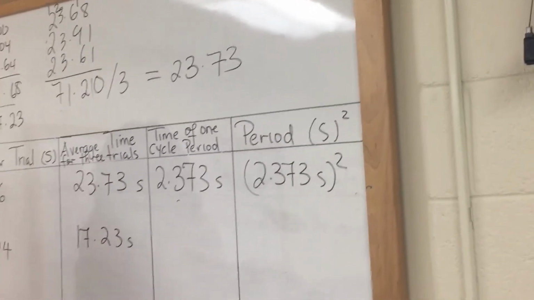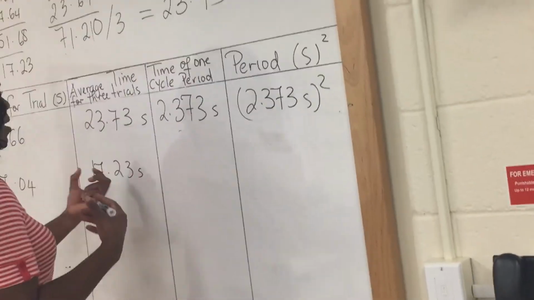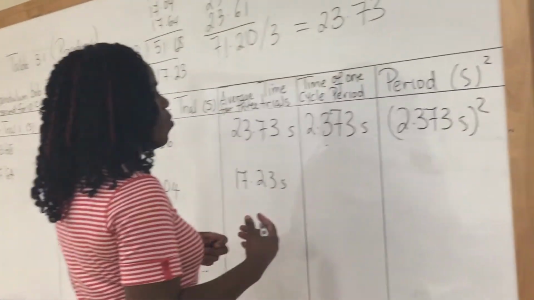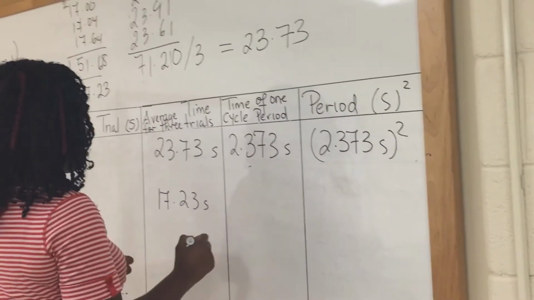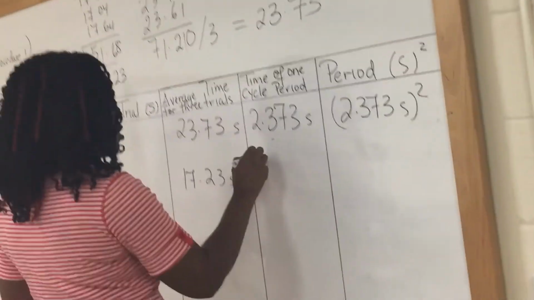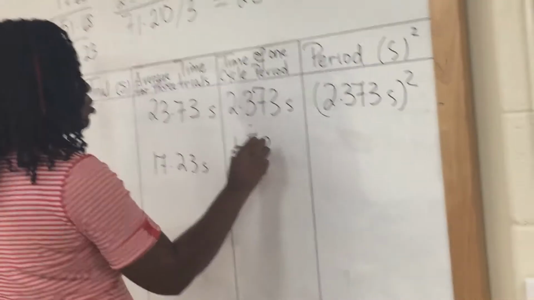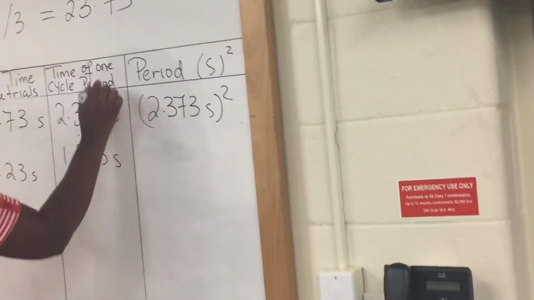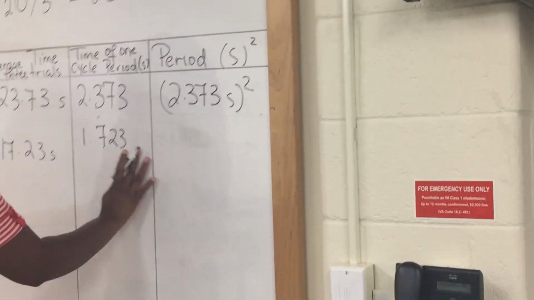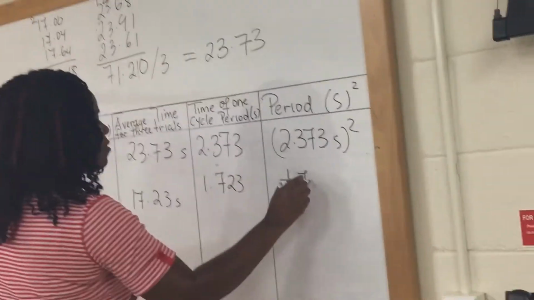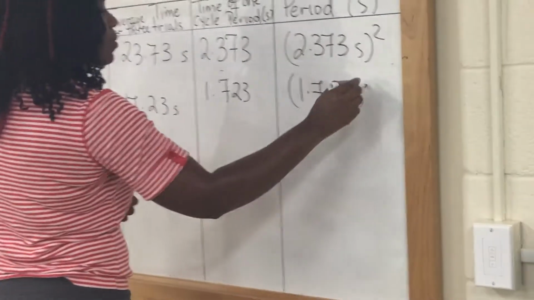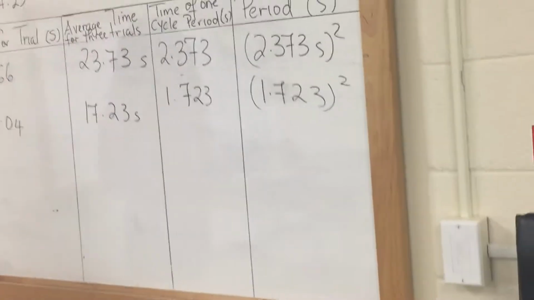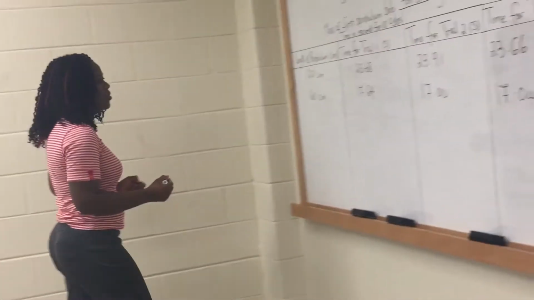17.23 seconds. And then when I divide it by 10, because this is 10 cycles, so if I need the time for 1 cycle, the period, that would be 17.23 divided by 10, which is 1.723 seconds. And then here, I am going to go ahead and square 1.723.